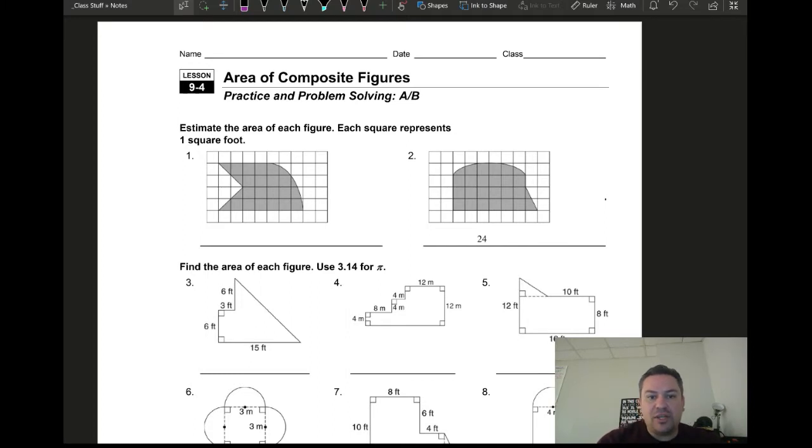This is Mr. Gomez, your favorite teacher in the whole world, and today we're gonna do area of composite figures. I'm gonna go fast because we already know how to do this. This is just the overview of the assignment that you guys were working on.